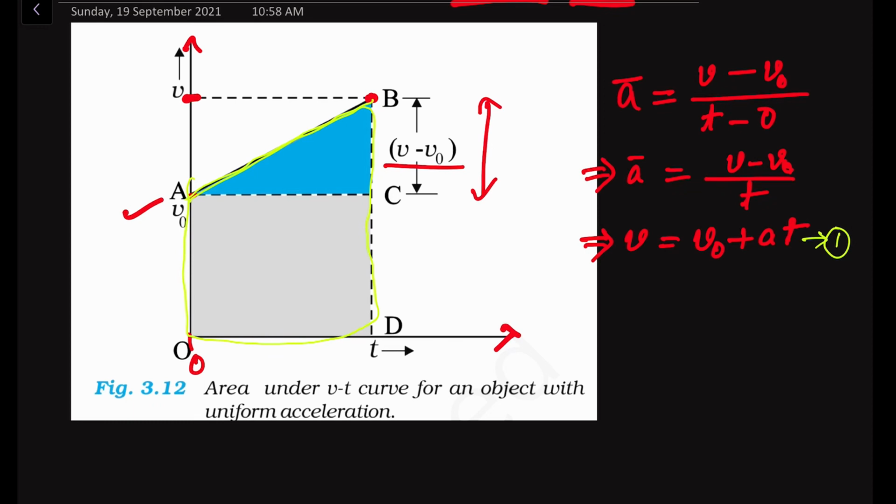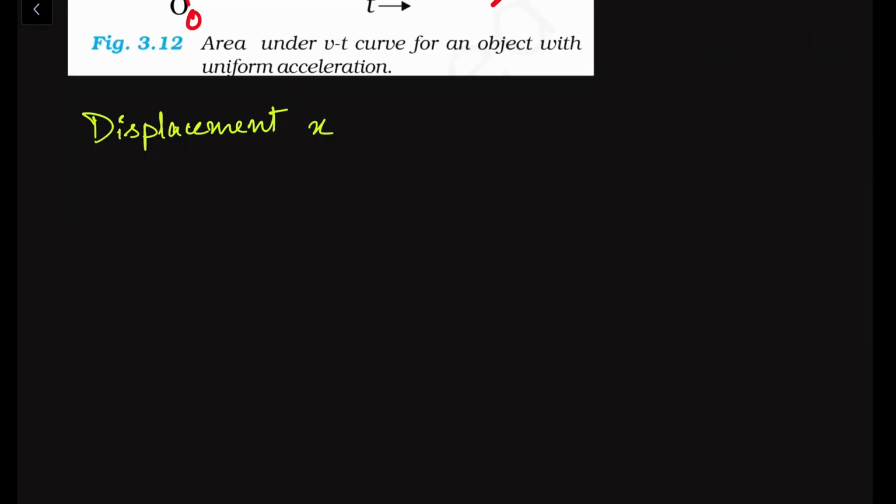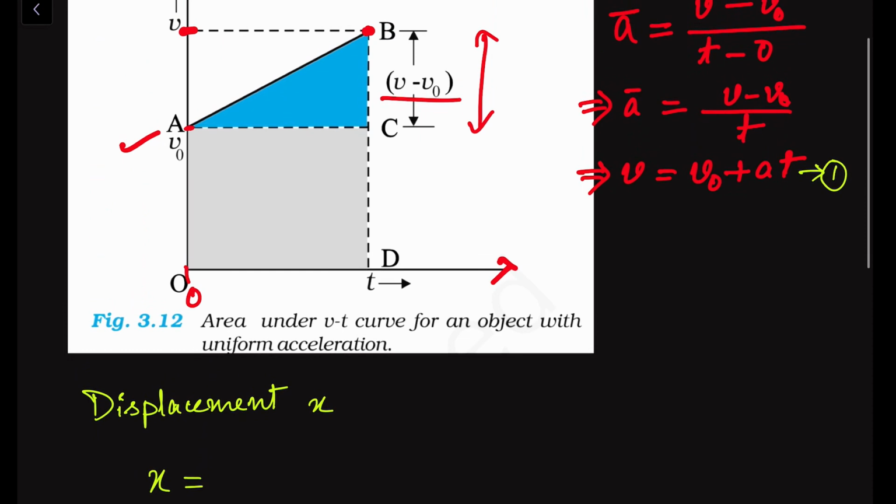Here we can see we have two shapes. We can consider two parts: one is the triangle and the other is the rectangle. We have to find the sum of the triangle as well as the rectangle, then we will have the displacement. So let us first consider this triangle.